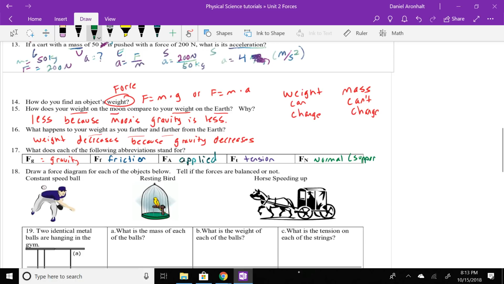Remember, class, that support isn't always up and down. Support is always perpendicular to the surface. So if the surface is flat, then support's right up and down. If your force is angled, support is at an angle. Just hope we don't forget that. Okay, question number 18. We're almost done. Question number 18.